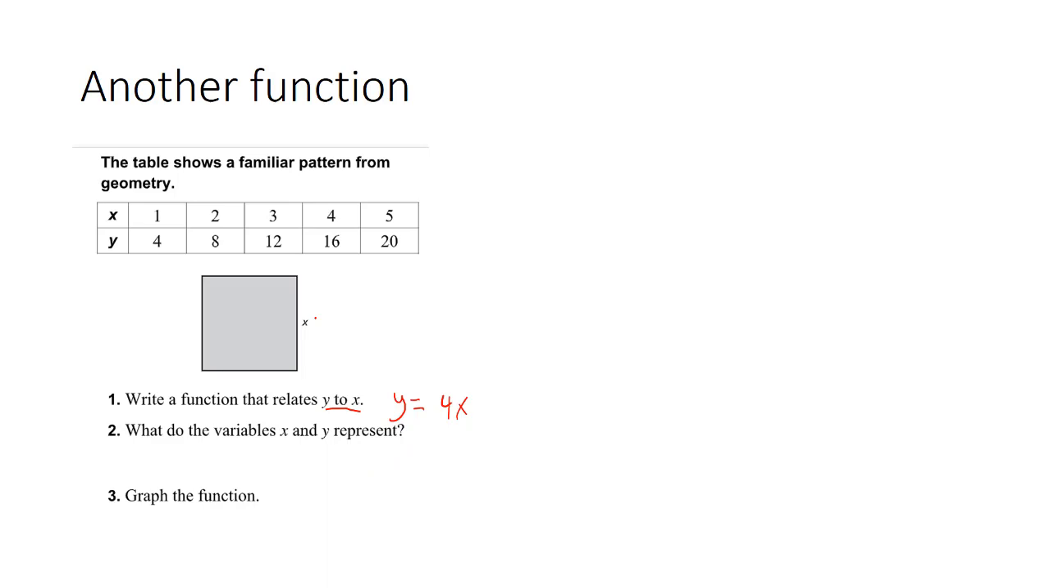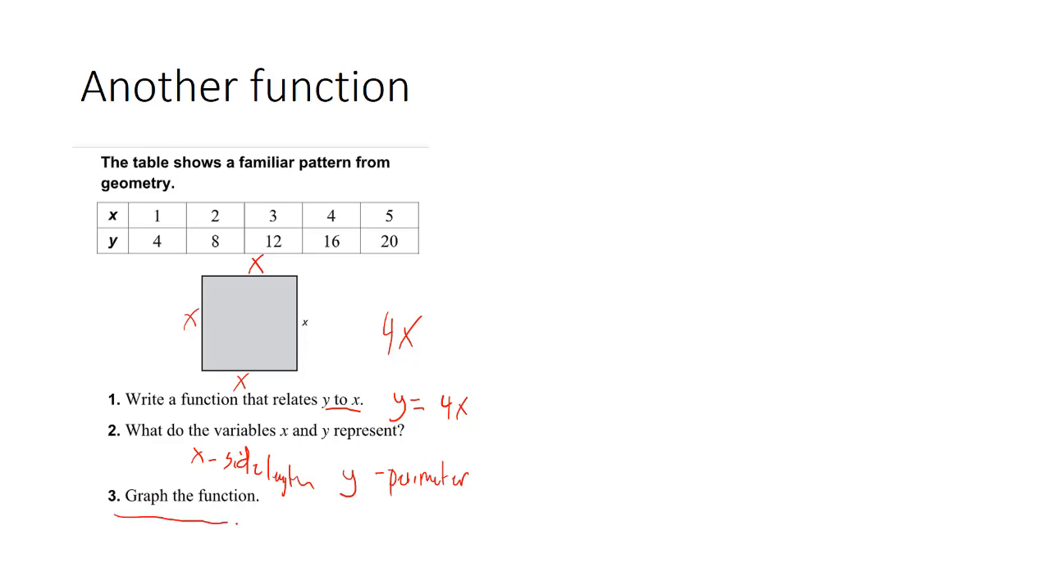Why is that the case? Well, because if I have 4 sides of a square, then the whole distance around the square is 4 times x. And so what do the variables x and y represent? x is side length, and y, the distance around, that would be perimeter. And so in order to find the perimeter of a square, you just multiply a side length by 4.